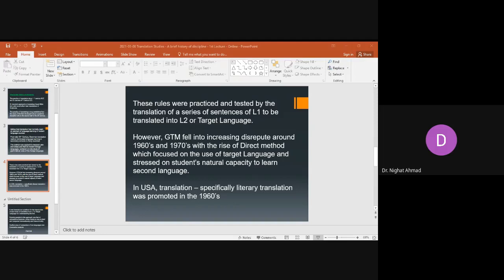Although they're interconnected, the previous comparative literature was related to culture in translation. Here, this aspect of contrastive analysis was of more interest to the people who were researching language, whom we give the name of linguists. So in particular, linguists got more interested in this translation business by comparing two languages and finding out the difference and similarity of two languages.